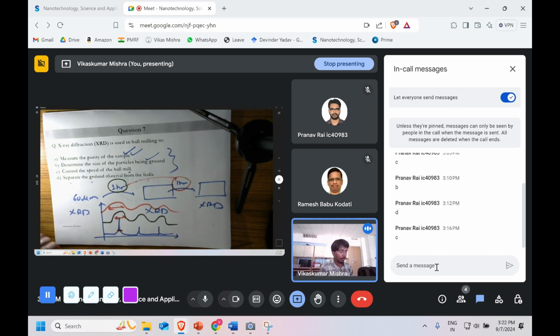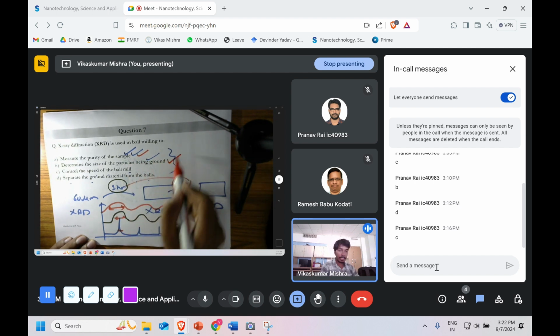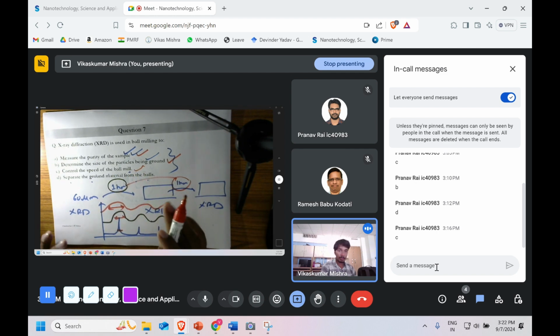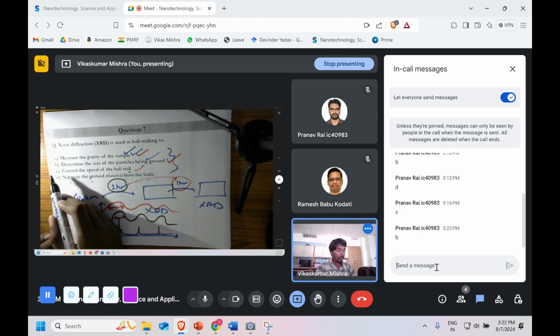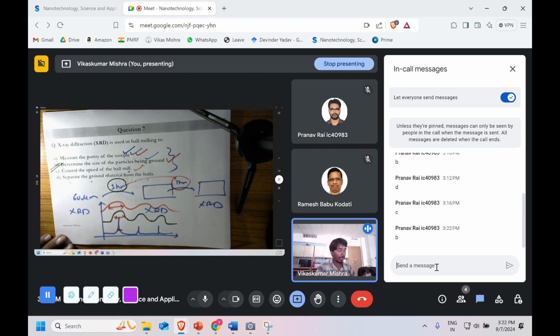Since we know how the XRD patterns are changing, now we want to answer what it is. If broadening is happening, if more broadening is there, what information will it give? Will it give the purity of the material, or the particle size, crystallite size, or the speed of the ball mill? We are aware that we have learned in the lecture that if the broadening keeps on changing, it means the crystallite size changes. Yes, option B is the right answer over here. The particle size will keep on decreasing.